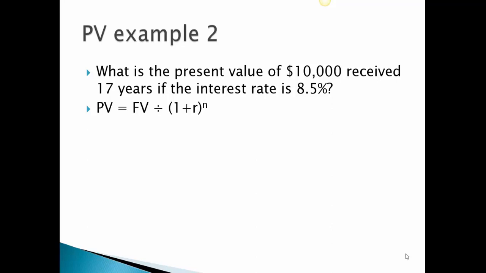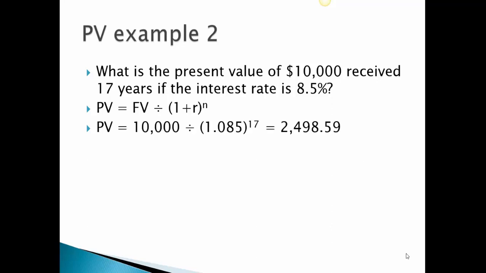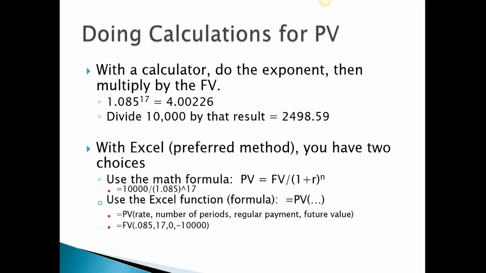What is the present value of $10,000 received 17 years from now if the interest rate is 8.5%? So again, we have all the important pieces. We have the future value, we have the interest rate, and we have the number of periods. Now we're just going to plug in and do the algebra where we solve for the PV. So $10,000 divided by 1.085 raised to the 17th power, and our result is $2,498.59.